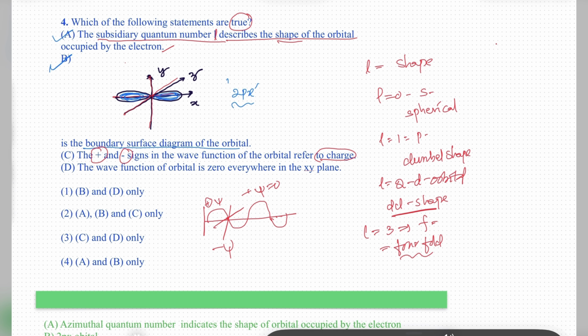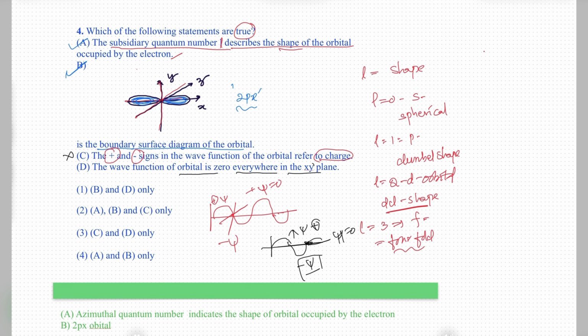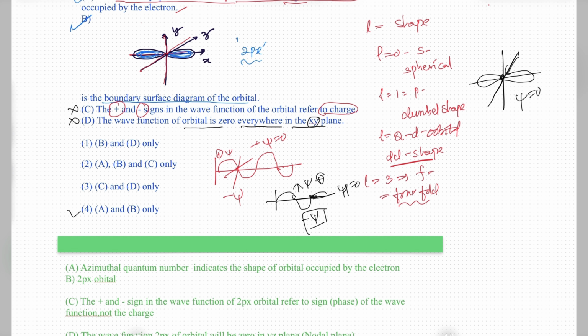You can check it out. Such type of C is very close. Now we'll go for the next one. The wave function of the orbital is 0 everywhere in the xy plane, that is, the wave function is always 0 along the xy axis. No, that is not at all possible. It's possible in xy, yz, zx, all three planes. See in this diagram, this is the node, that is psi is equal to 0. Along the x axis also possible. Okay, only xy, that is also wrong.